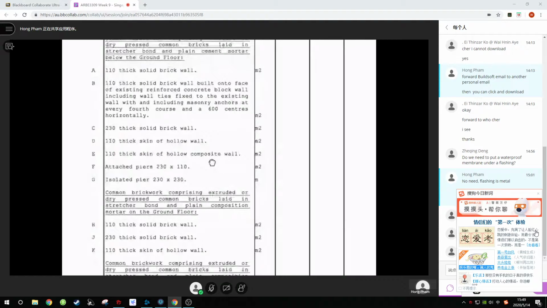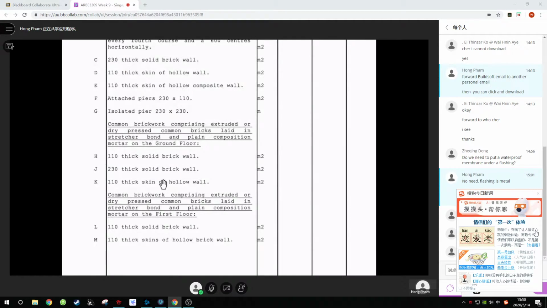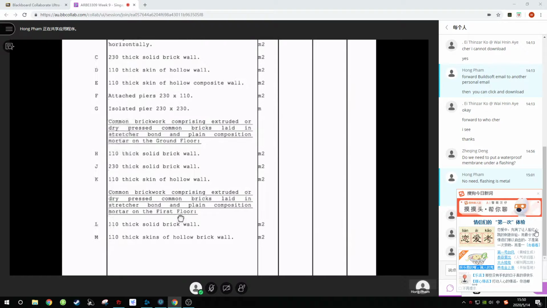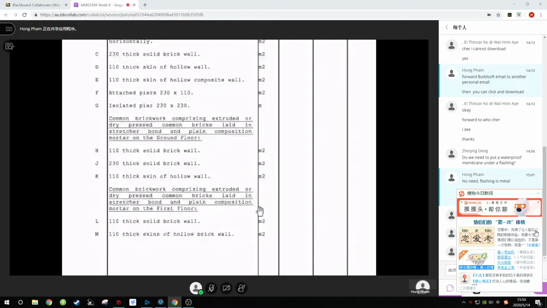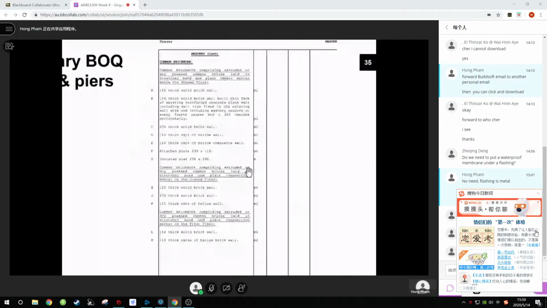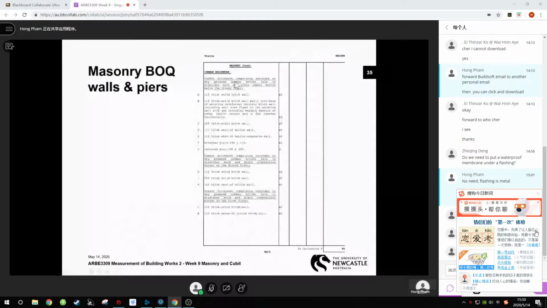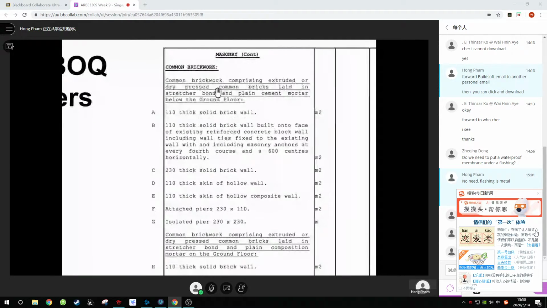Okay, so the same thing, solid brick wall, skin of hollow wall. Solid brick wall, skin of hollow walls. This is on the first floor. Do you understand the way we organize the BOQ? So we go by the common general descriptions, second it goes by the levels, and third it goes by the types of walls and the thickness. All right.